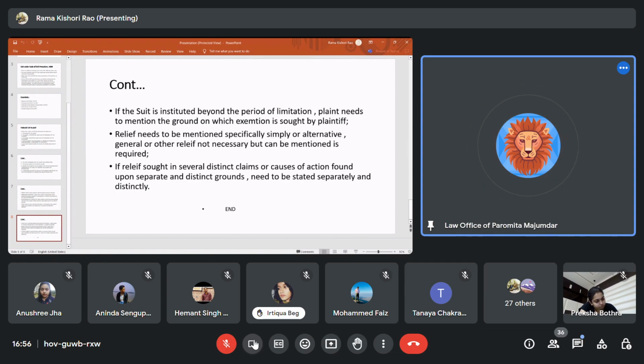laws stated above. So if relief sought in distinct claims or causes of action founded on separate and distinct grounds need to be stated separately and distinctly. If you're seeking different kinds of claims, which are all different, they all are separate, and they all are arising out of the same set of facts but different in nature, then you have to mention paragraph wise what exactly are the reliefs which you are seeking from the court. So basically, it all depends on the facts and circumstances of case to case.